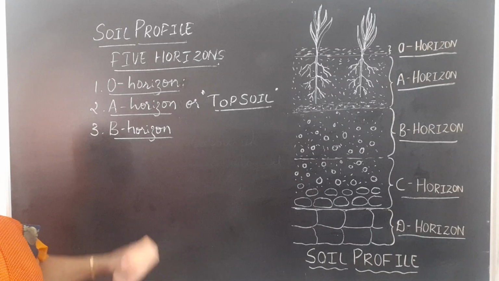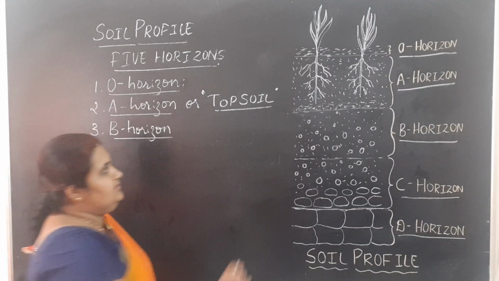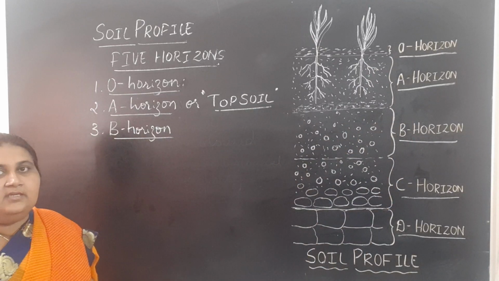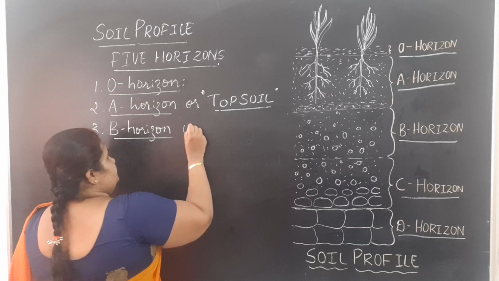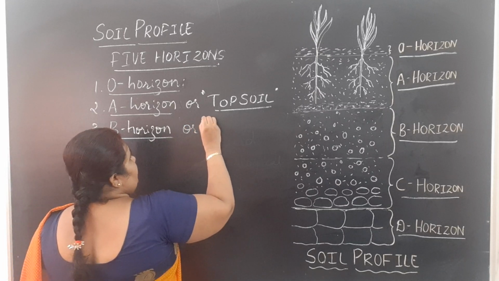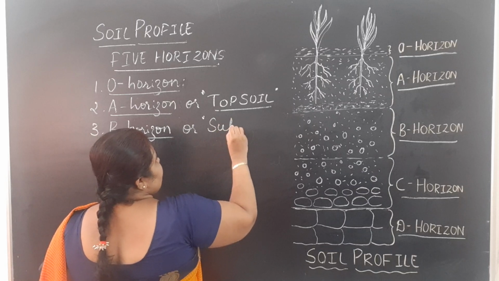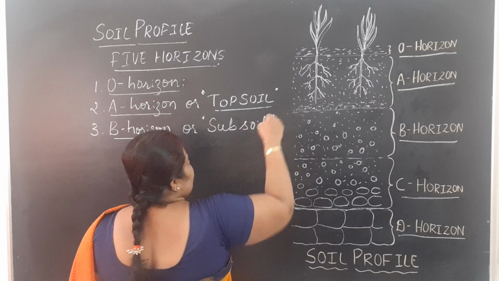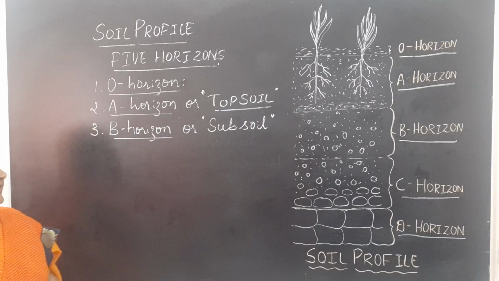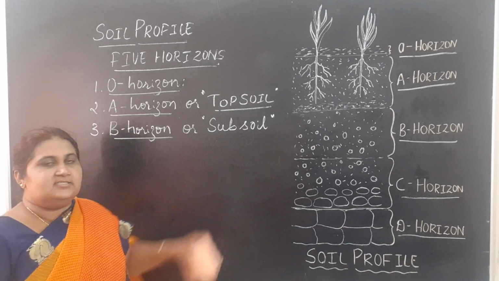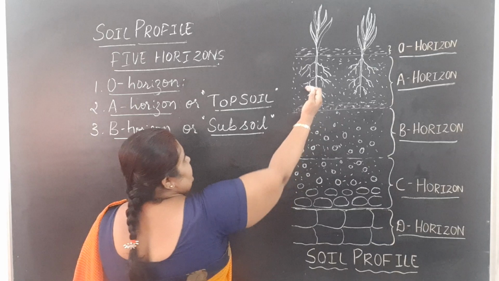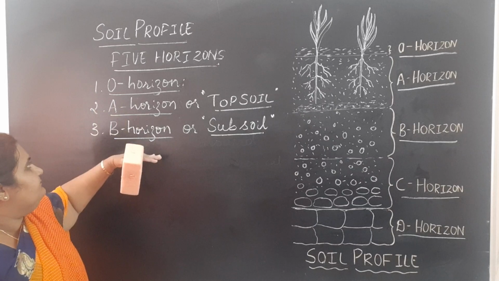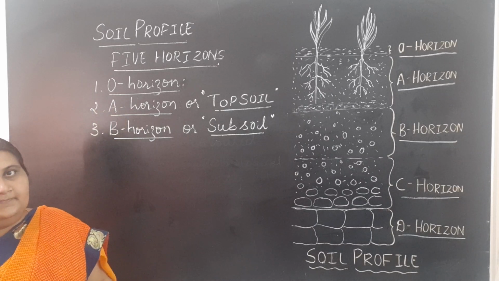The next, the third layer, is the B horizon. B horizon is also known as subsoil. It is present below the topsoil. B horizon is present below the A horizon.